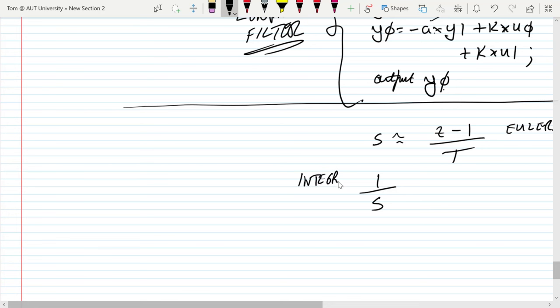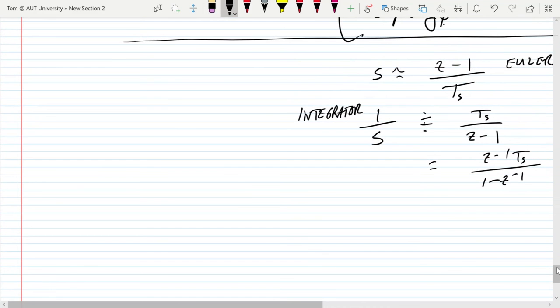It's the reciprocal. 1 upon S is approximately equal to T over Z minus 1, or Z to the minus 1 T over 1 minus Z to the minus 1. Actually that should be TS, I'm sorry, the sampling interval, over 1 minus Z to the minus 1. Okay, write it like that. So our integrator in analog form is that, and in digital form it's Z to the minus 1 TS over 1 minus that. At least that's one form of integrator.